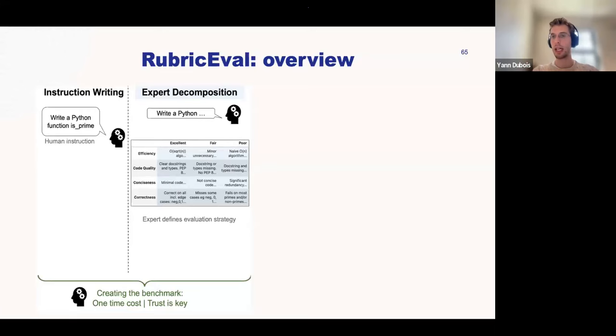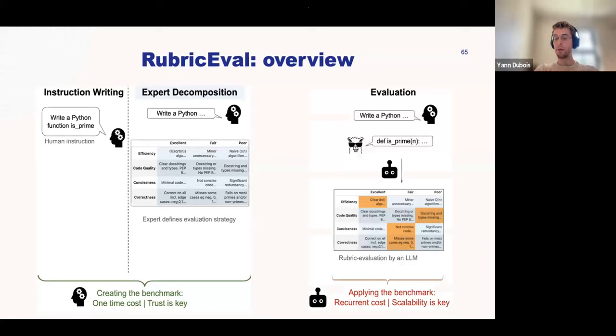And here, trust is key because this is defining how we're going to evaluate our benchmark. Once you have this, you can have LLMs condition on this kind of evaluation strategy written by experts. You have the LLMs applying the evaluation. The reason why I think about it that way is that applying the evaluation is a recurrent cost. So here scalability is key.